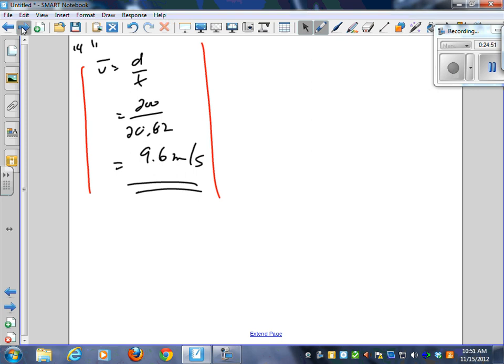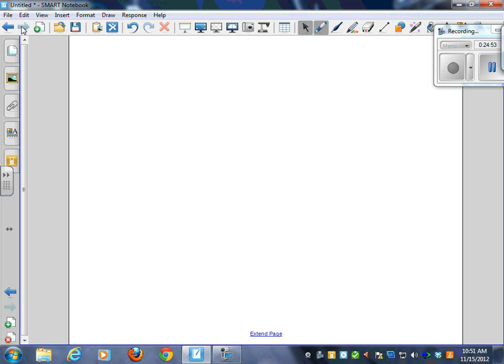Okay, 15 is another graph one. 15 is the position time graph that's curved, curved down. That's the one, 7. 15 is the same as 7. Given the position time graph below, calculate the following.